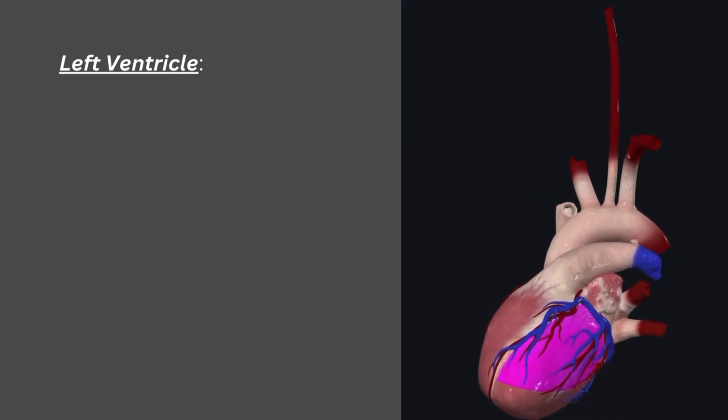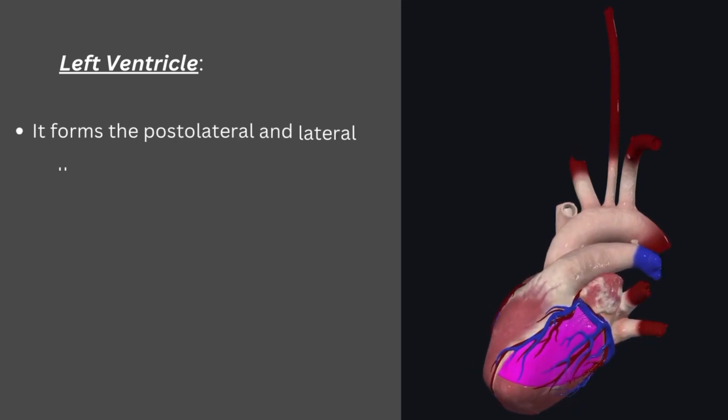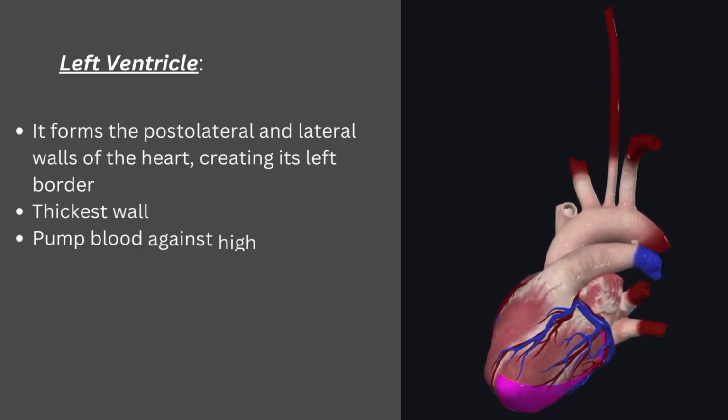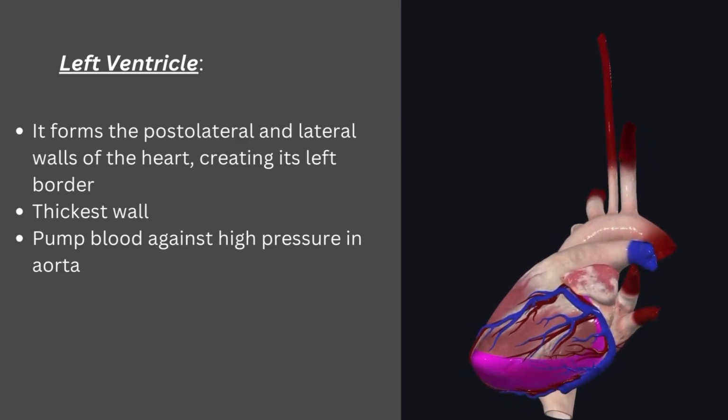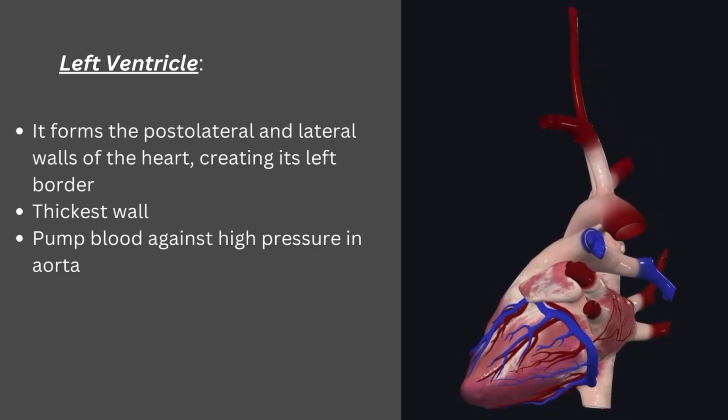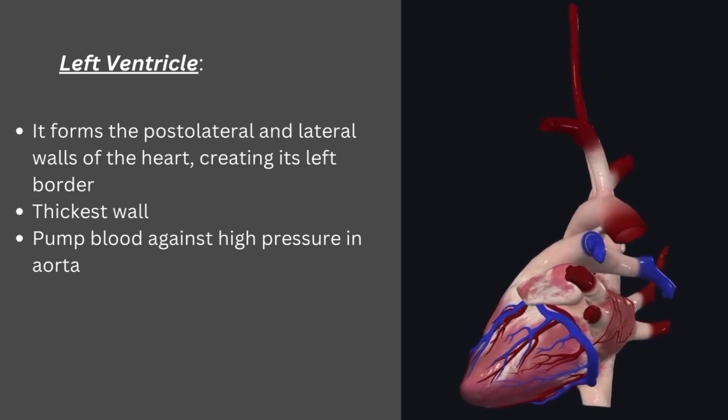Next, we have the left ventricle, which is crucial for systemic circulation. It forms the posterolateral and lateral walls of the heart, creating the heart's left border. The walls of the left ventricle are thickest as they pump blood against the high pressure present in the aorta.